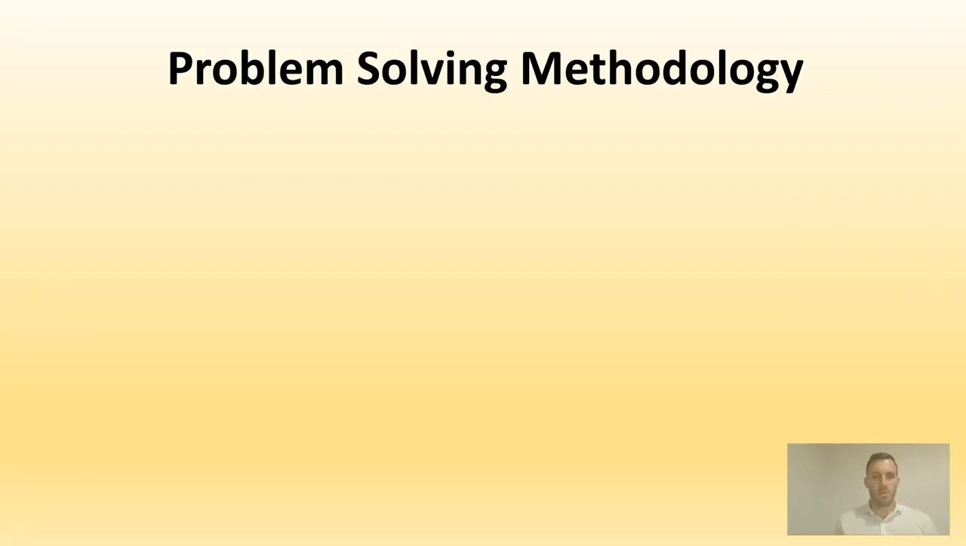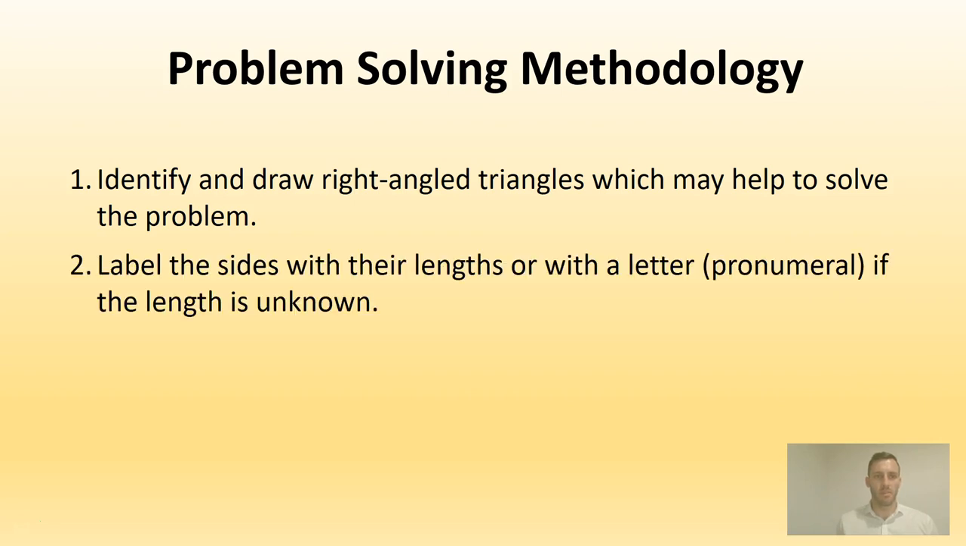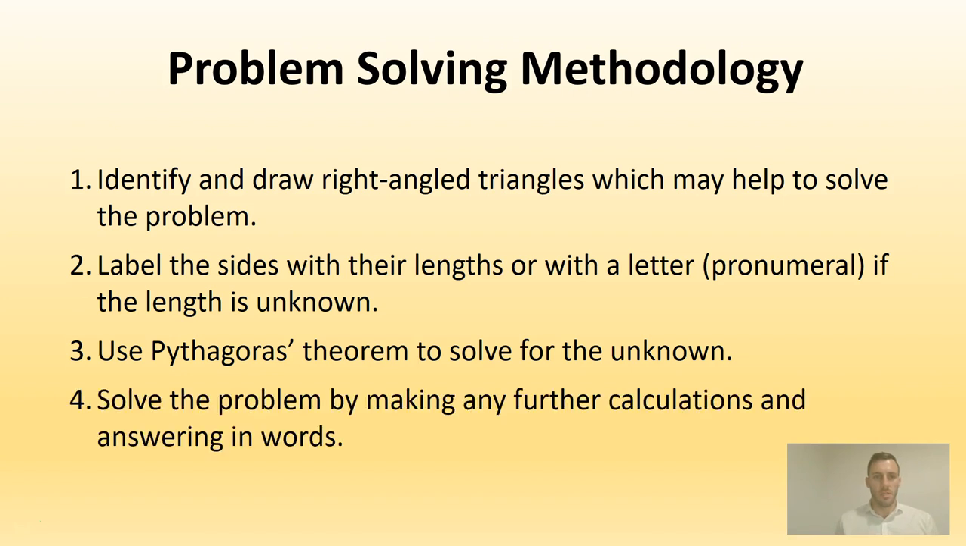When solving problems with Pythagoras' theorem, we can follow a few steps to help us solve the problem. First step, identify and draw a right-angled triangle which may help solve the problem. Second step, label the sides with their lengths or with a pronumeral if the length is unknown. Use Pythagoras' theorem to solve for the unknown. Then solve the problem by making any further calculations and answering in words.